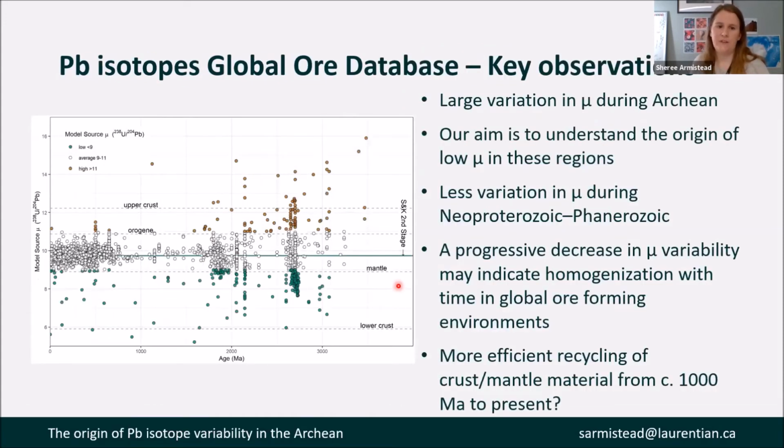And then the key observations, which we've already touched on, but we see a large variation in the Archean, and our aim is to really understand the origin, especially of this low mu component. We see less variation in the Neoproterozoic to Phanerozoic, and this progressive decrease in mu variability might indicate that there's homogenization through time with different global ore forming environments. Or is there more efficient recycling of different crust and mantle material from around 1000 Ma to present?